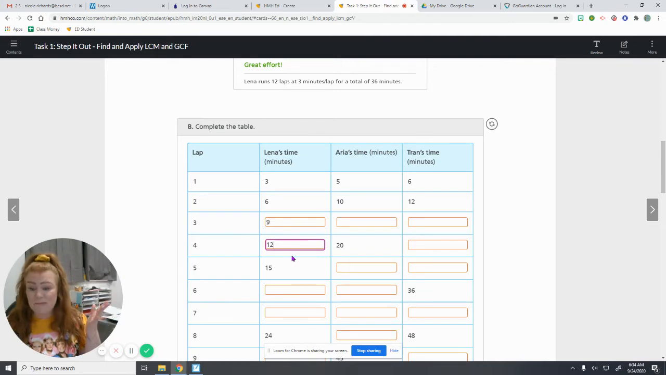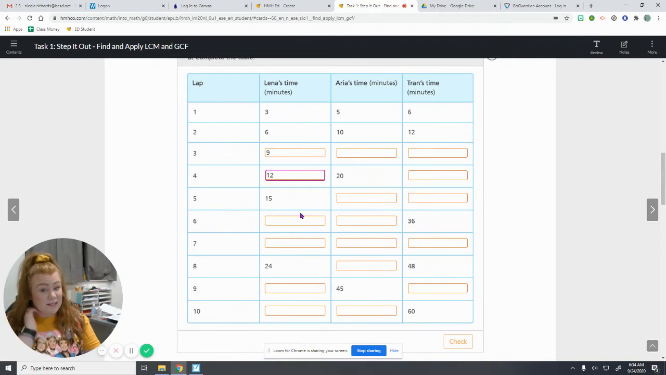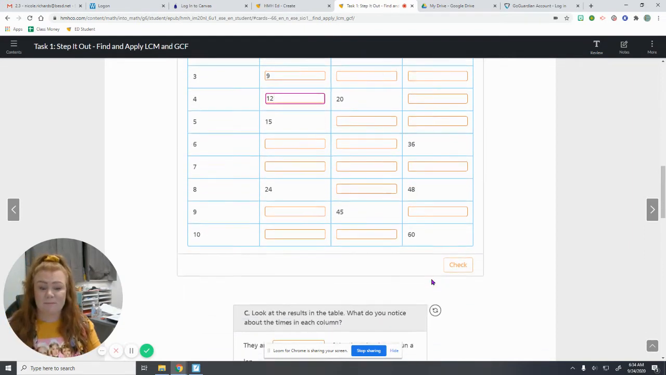They're a tool you have that's always with you. So I don't care if you use your fingers. I use my fingers still too to make sure I get the right answer sometimes. So go ahead and pause and fill out all of these skip counting.